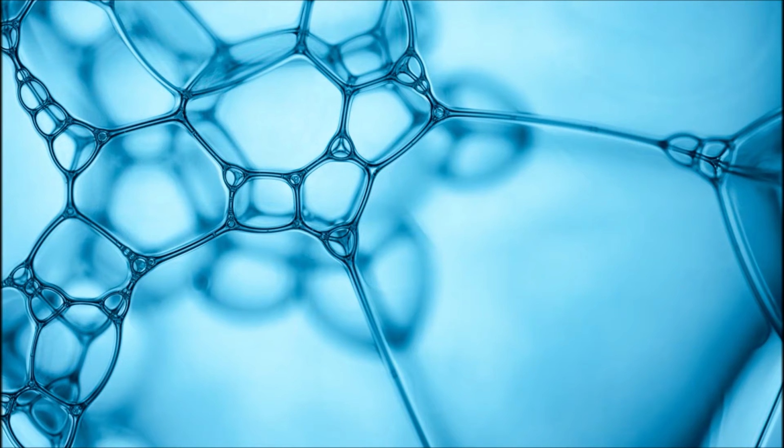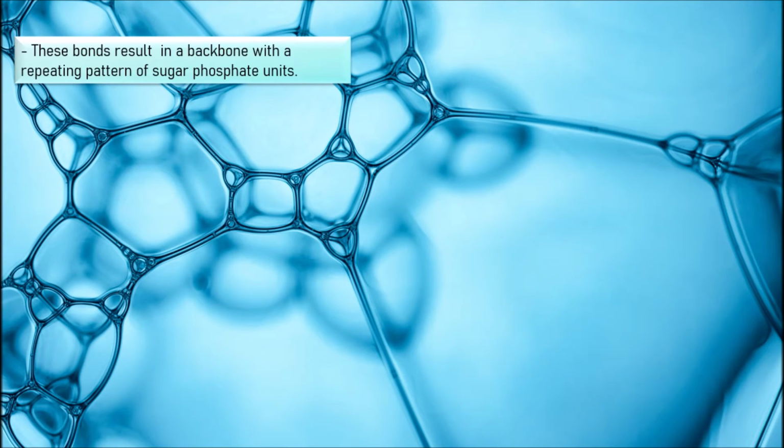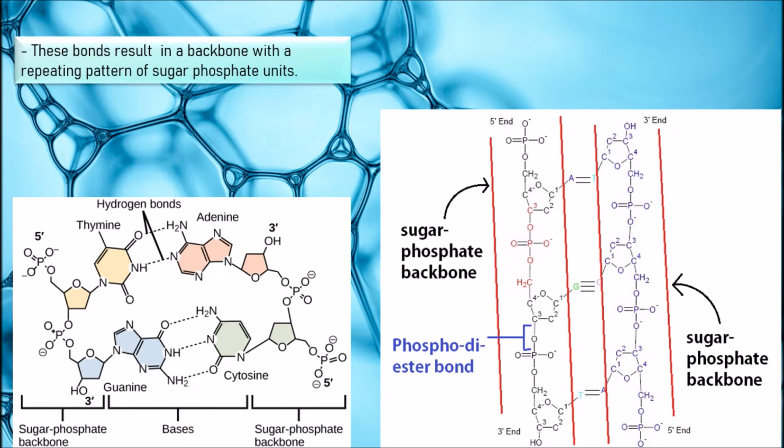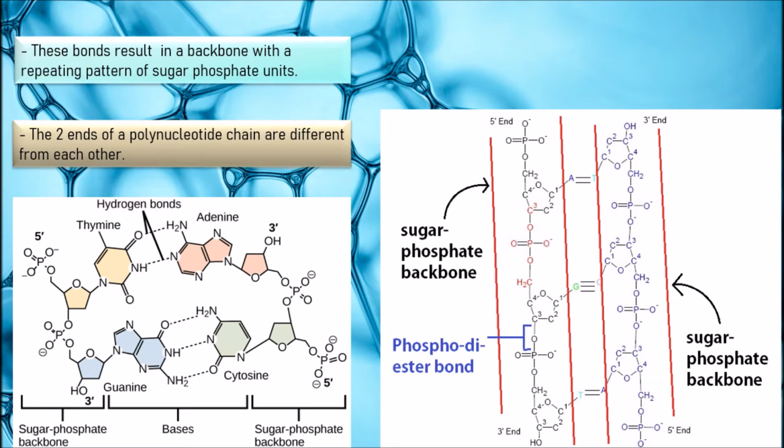These bonds result in a backbone with a repeating pattern of sugar-phosphate units. This sequence of nucleotides has a directionality, because the two ends of the polynucleotide chain are different from each other. Those two ends are called the 3' end and the 5' end. At the 3' end, the hydroxyl group attached to the third carbon in the pentose sugar of the last nucleotide is exposed. At the 5' end, the phosphate group attached to the fifth carbon of the first nucleotide is exposed.